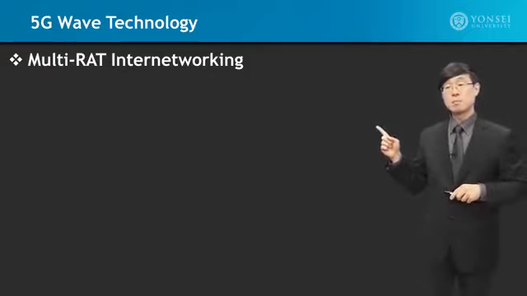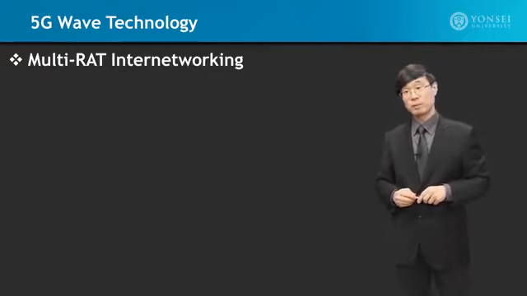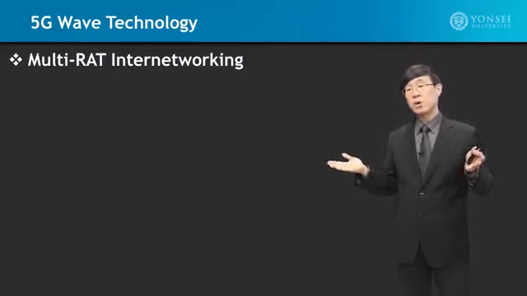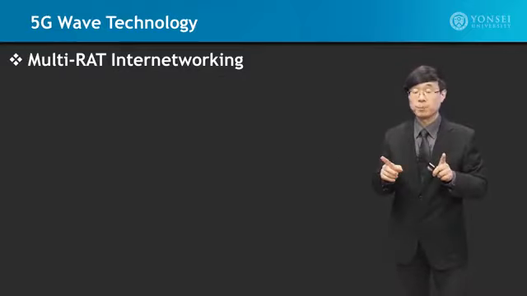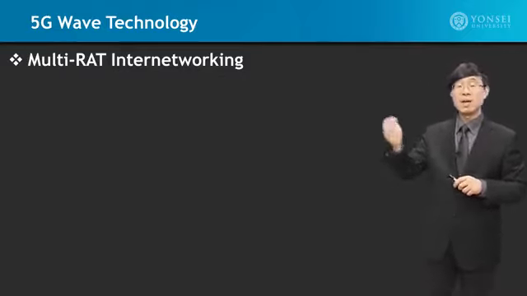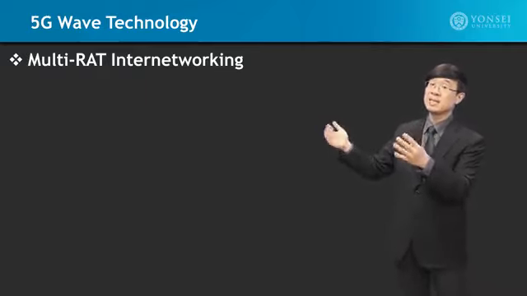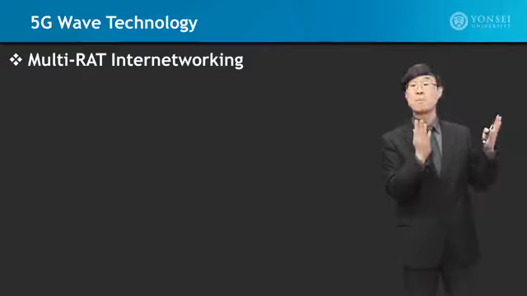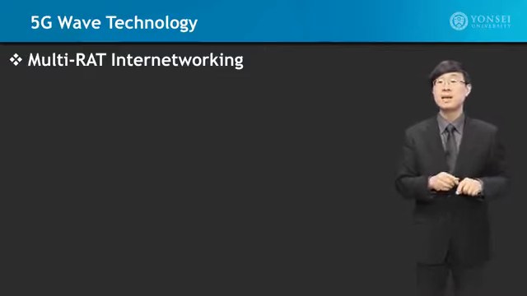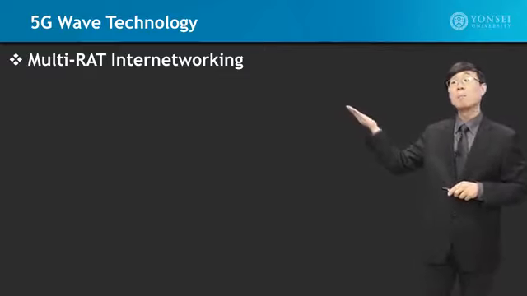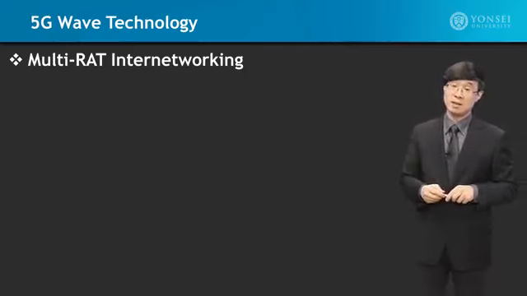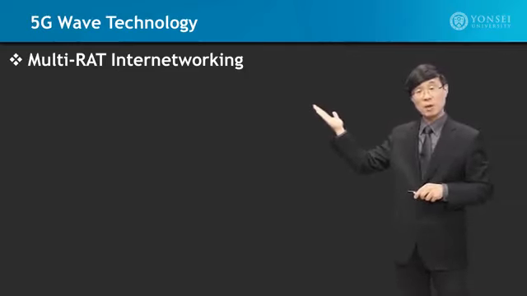Another technique is multi-RAT internetworking. RAT is radio access technology. Once again, we have the millimeter wave, and also we have above 6 gigahertz, which were many frequency bands, and below 6 gigahertz, which were many frequency bands. That means that we need to mix and match among multiple radio access technologies and provide internetworking services.